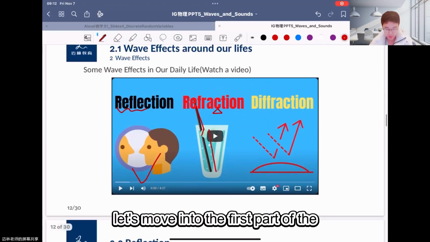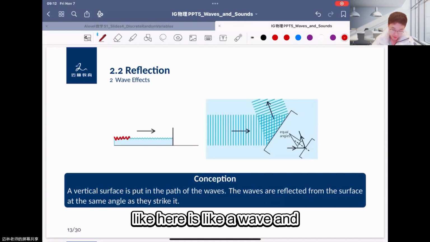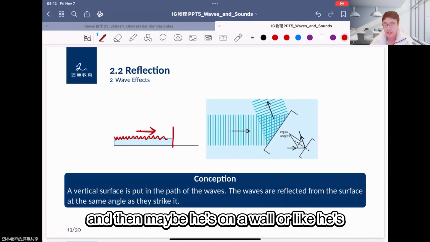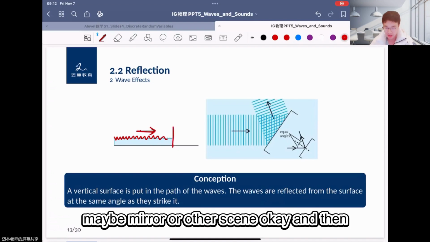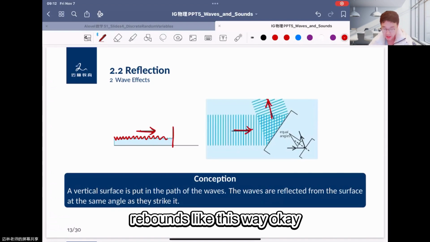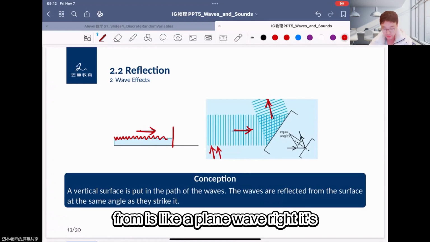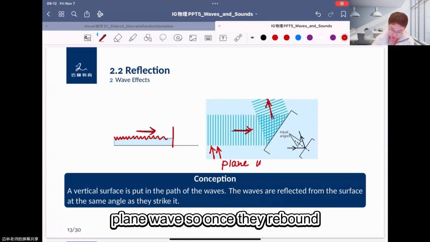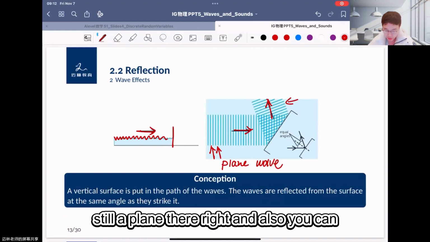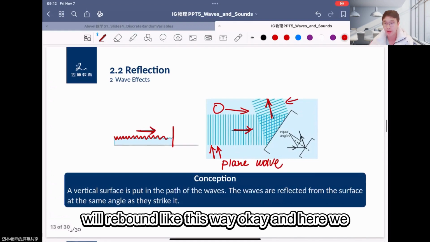Let's move into the first part, reflection. Here a wave is moving from the left to the right, and then it hits a wall or a mirror or some other thing, and then it rebounds this way. Every wavefront is a plane wave, and once it rebounds, it is still a plane wave. It's like a ping pong ball that hits the wall and then rebounds this way.